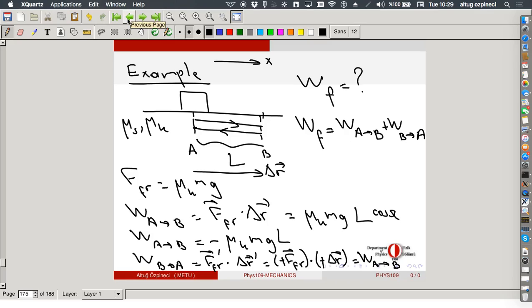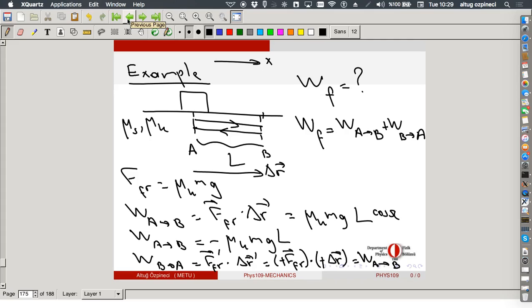Here we had already calculated the work done by the friction force. Our initial point is this point A. Our final point is also this point A. So we just imagine two different paths that start from point A and end at the point A. One of them is the object is just at rest there. It doesn't move. So the friction force doesn't do any work.